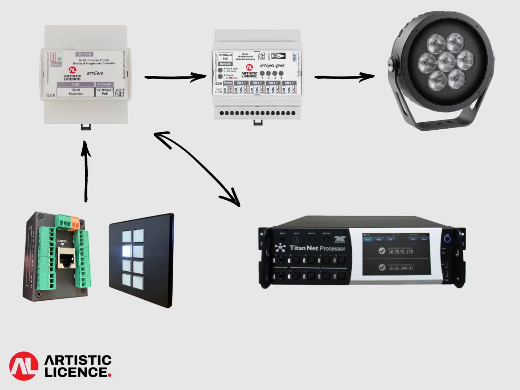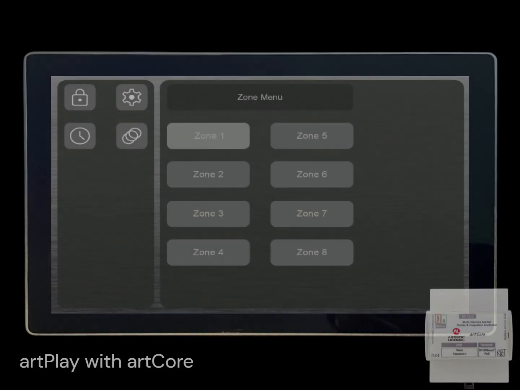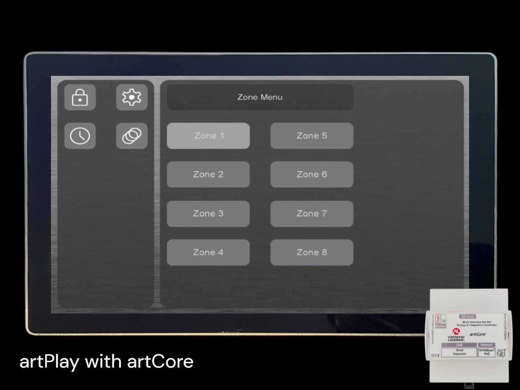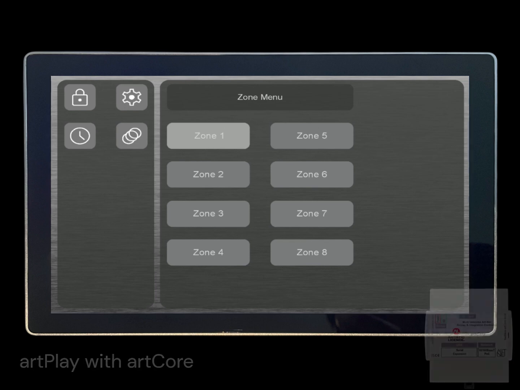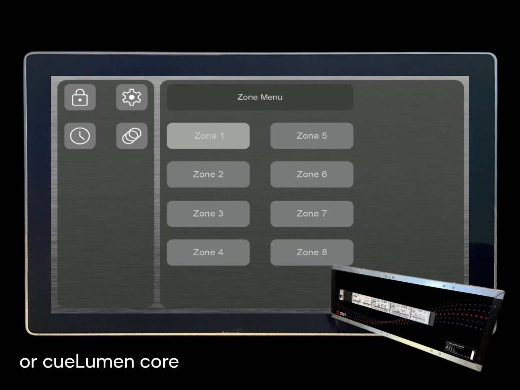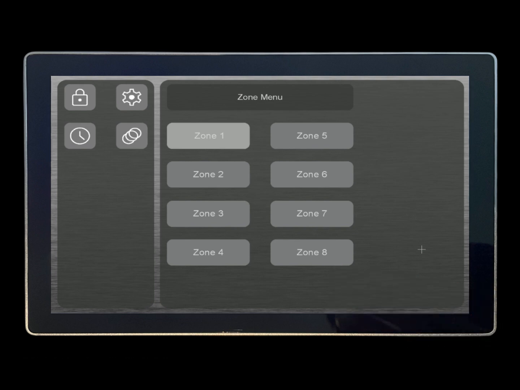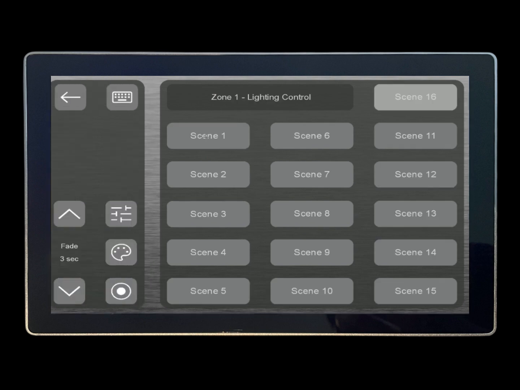Moreover, the artCore itself supports native integration via Ethernet with AVLight's Titan, TCP/IP and HTTP API integrations. So whether using an artPlay with an artCore or with the installation-ready cueLumen core, users are presented with a flexible and configurable control solution which can be tailored and locked down according to their particular needs.